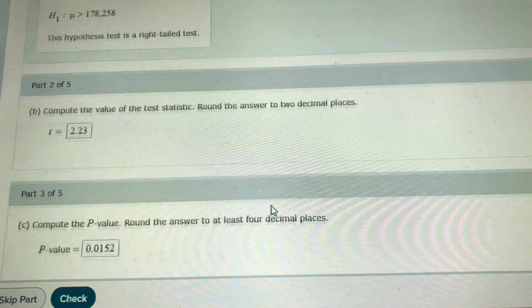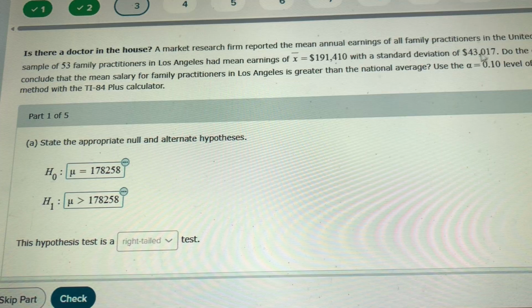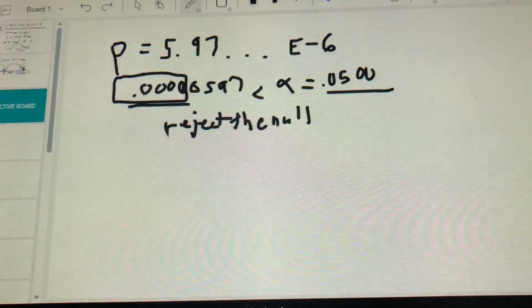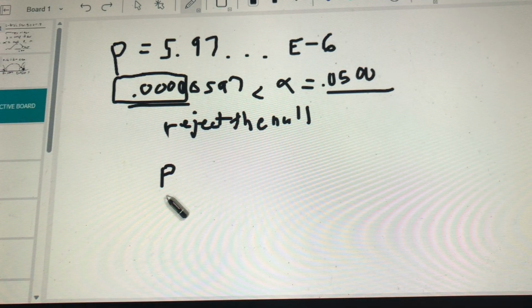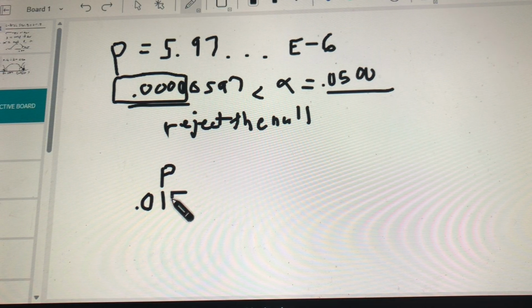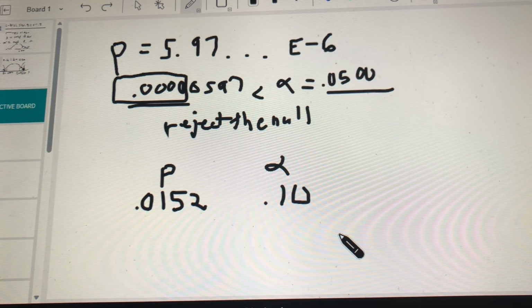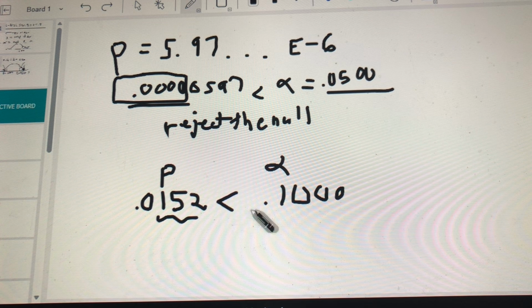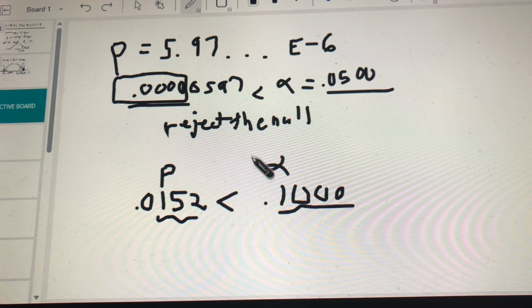Determine whether to reject the null. What was alpha? Alpha was 0.10 actually. So the common ones are 0.01, 0.02, 0.05, and 0.10. Alpha is always between 1 and 10%. So I just got a p-value of 0.152. The given alpha is 0.10. Now don't say 152 is greater than 10 because you got to add 2 zeros first. 152 is actually less than 1,000. The p-value is low, so we reject the null again.